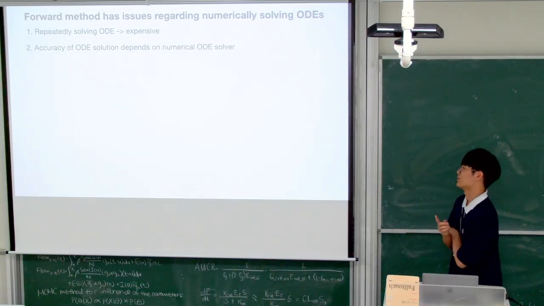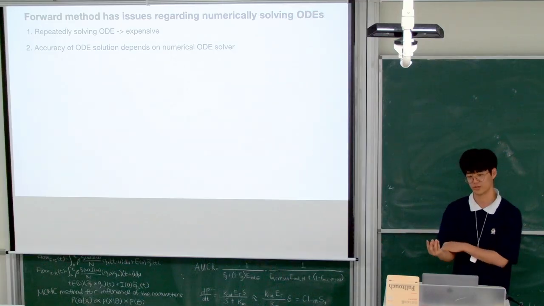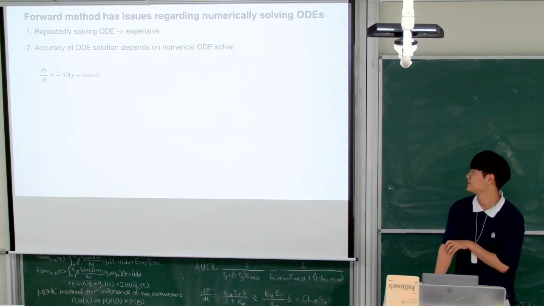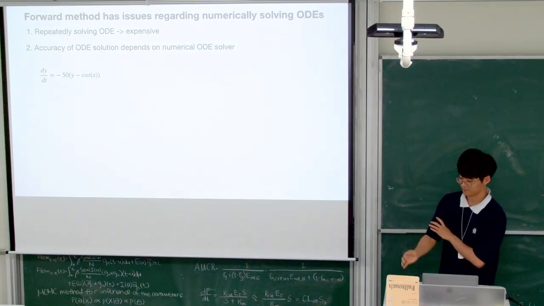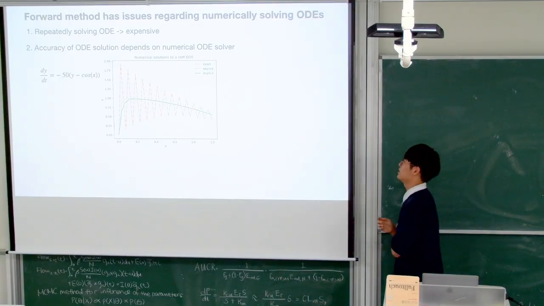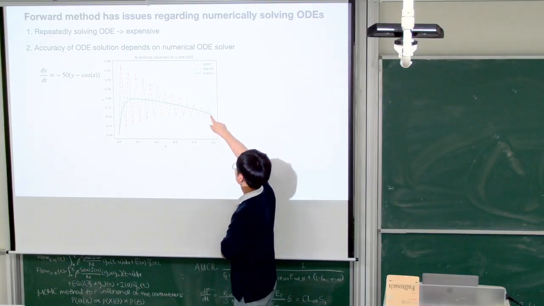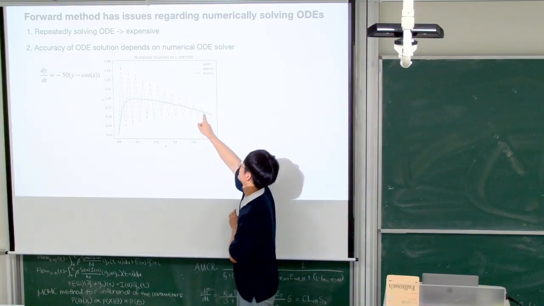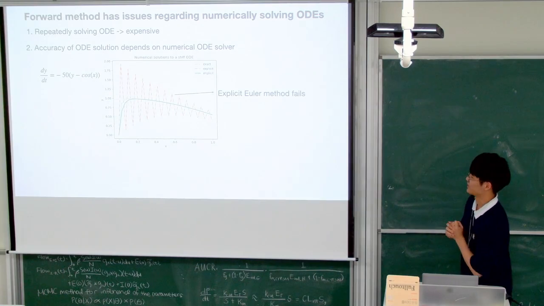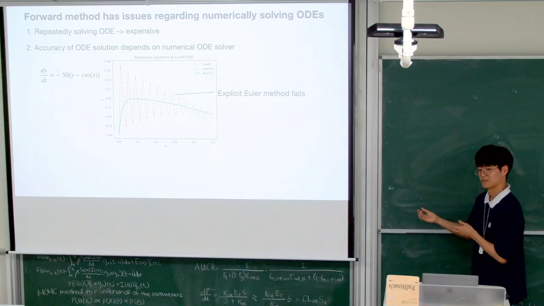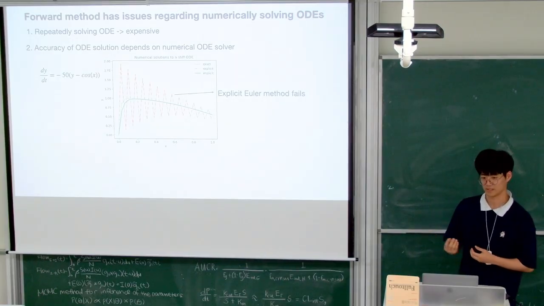And there's one more issue. ODE solving is really dependent on how you solve the ODE numerically. Here is a simple but interesting example. This equation looks quite easy to solve. But it turns out that the blue line is the exact solution, the orange line is one kind of numerical method, and the green line is another numerical method. You can see that the explicit method really fails for this ODE. So we always have to care about which numerical method to use when we solve ODEs.